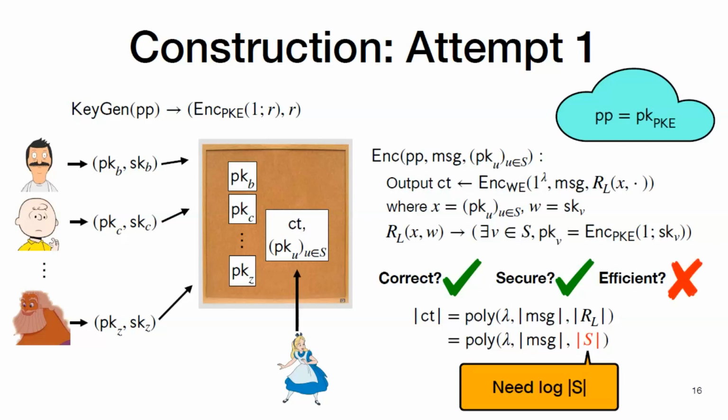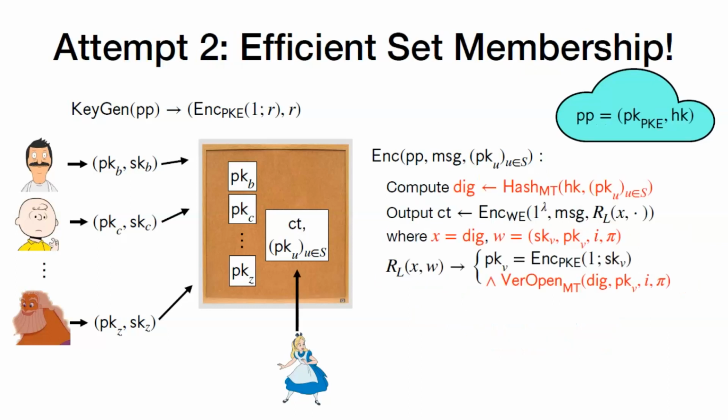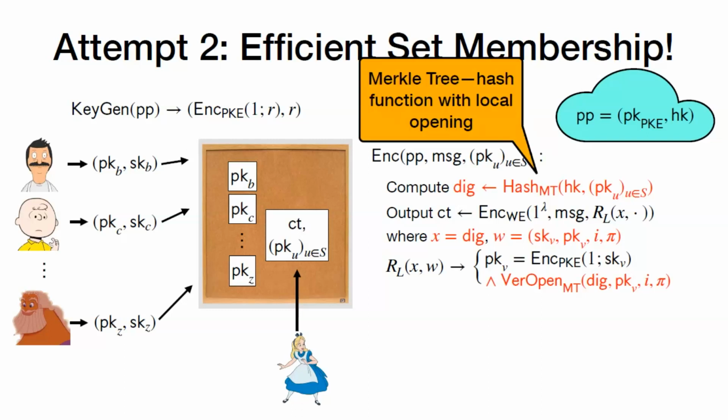So efficiency doesn't hold. Our trick to get around this problem is to use efficient set membership. Instead of directly checking whether the secret key is valid for one of the public keys, we'll try to efficiently check whether there exists some public key that you know is in the set. And the way we'll do this is with Merkle trees. These are hash functions that provide a local opening guarantee that allows you to efficiently prove that you know something in the set.